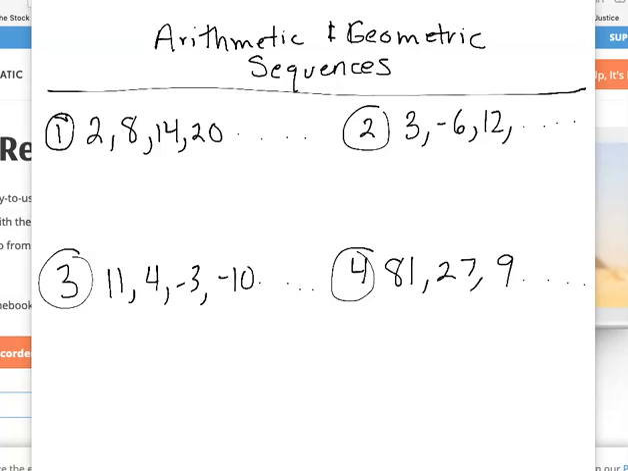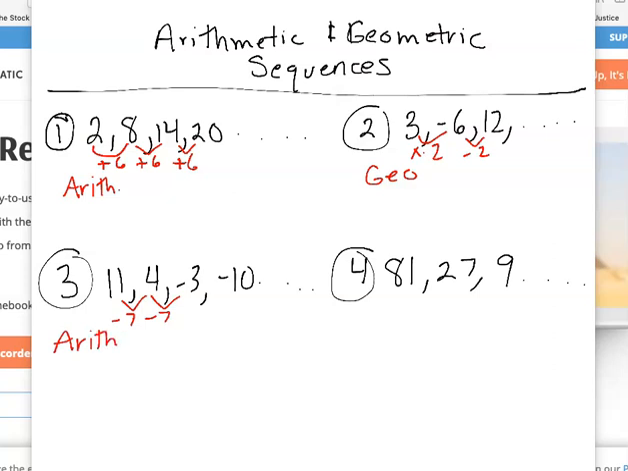So first thing I'm going to ask us to do is identify whether these are arithmetic or geometric. So if we look at this one, 2 to 8, we're adding 6. If you guys remember, if we're adding or subtracting, this one is arithmetic. 3, -6, -12, we're multiplying by -2. So this one is geometric. Let's see, 11 to 4, 4 to -3, subtracting 7, so it's arithmetic.